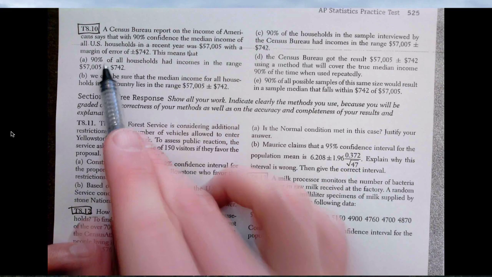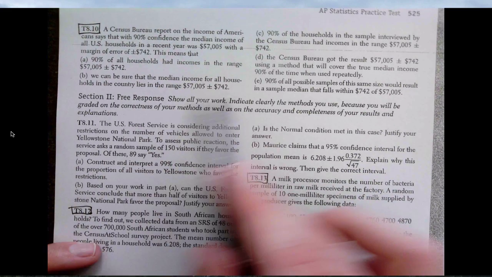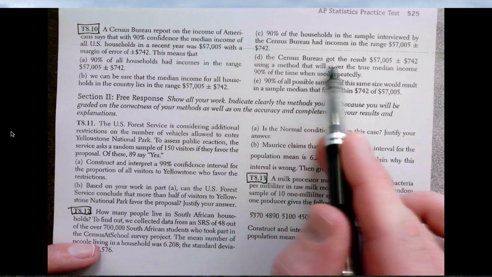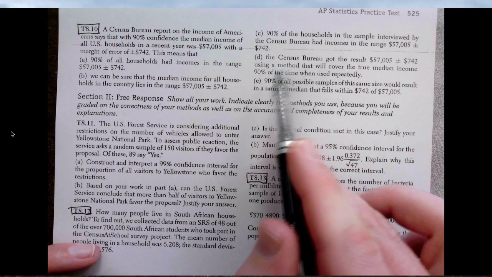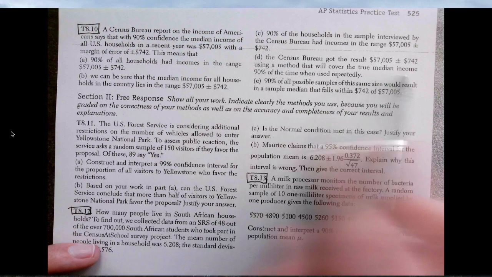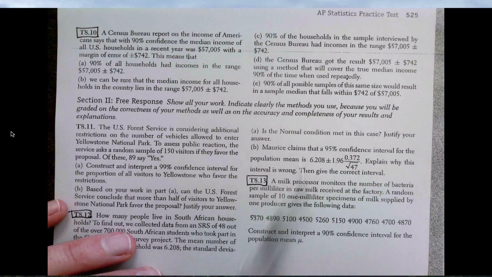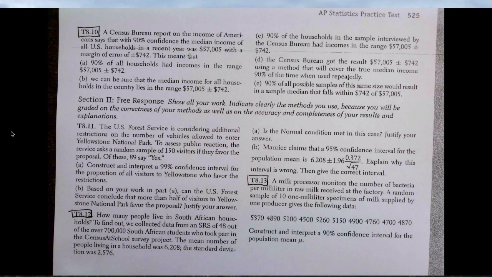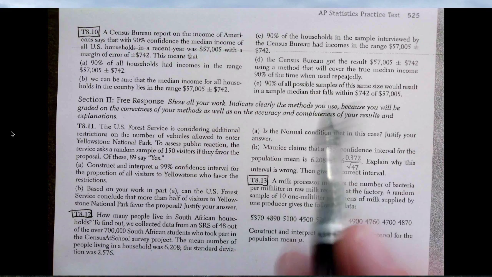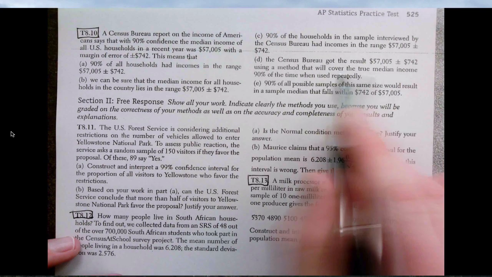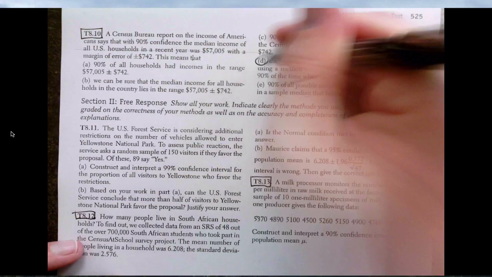All right, so let's see what we end up with here. The one that's going to make the most sense, all right, here we go, D. The Census Bureau got the result of this plus or minus that, using a method that will cover the true median income 90% of the time when used repeatedly. So we talked a lot about how 95% confident means we're going to miss 1 out of 20 times. Okay, miss meaning the true thing we're looking for, in this case the median income, would be captured in the interval. Okay, so using this process, we would be right 90% of the time. So it would cover the true 90% of the time. So D is the one that actually works there.